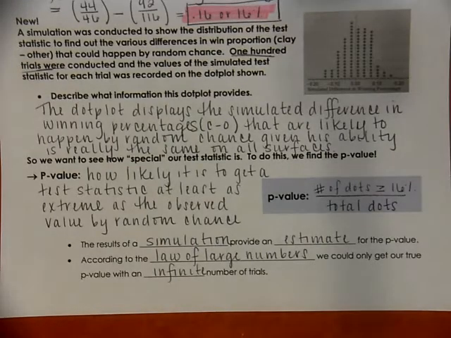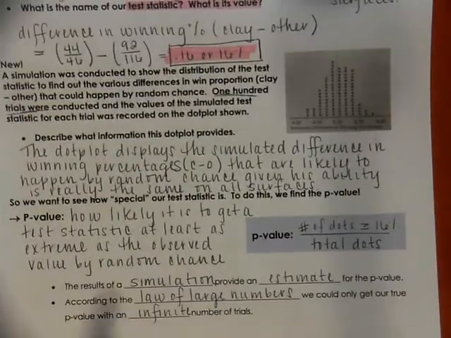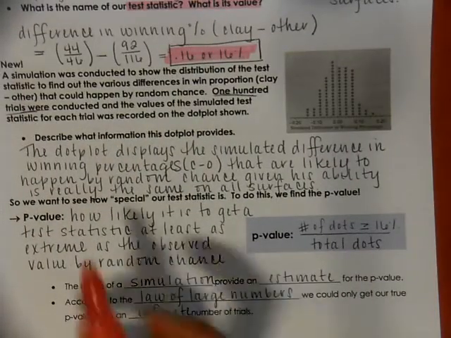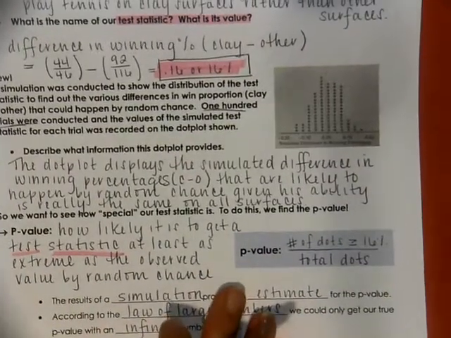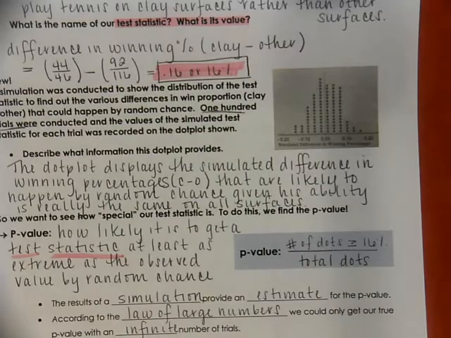So let's find the p-value. On the next page it says let's find the p-value for the Rafael Nadal problem. Remember, we use our test statistic to get our p-value. So where was our test statistic? Our test statistic was the 16%.